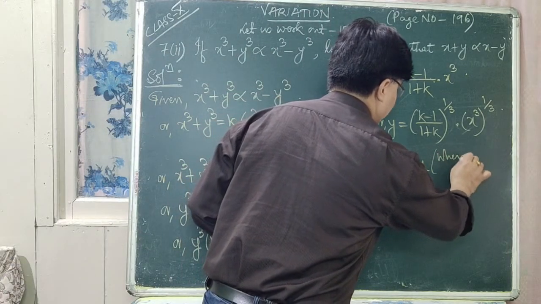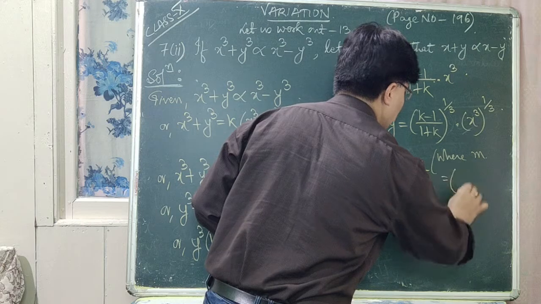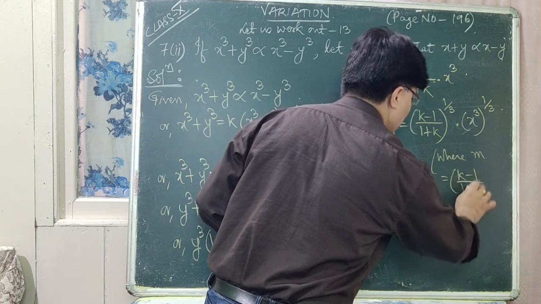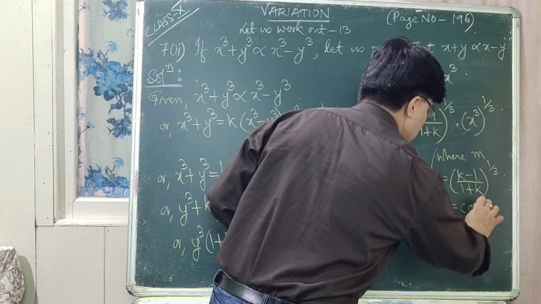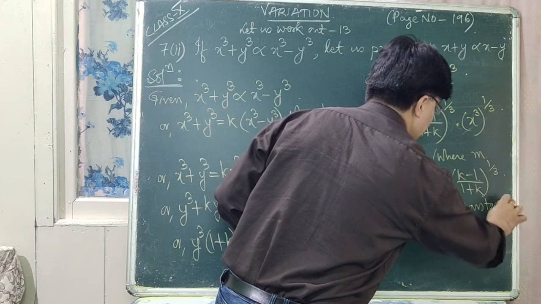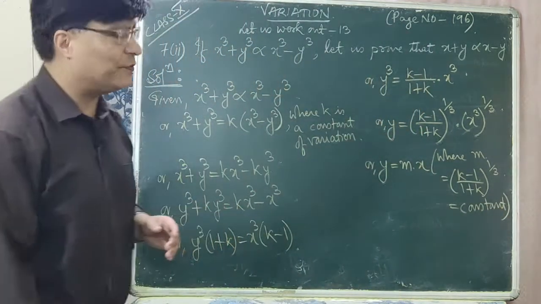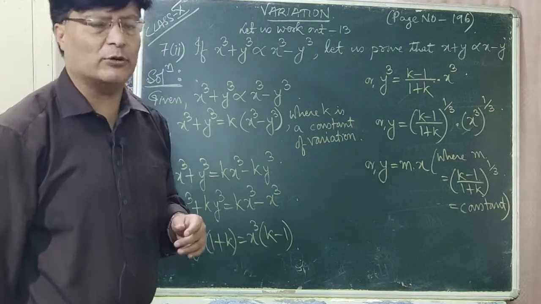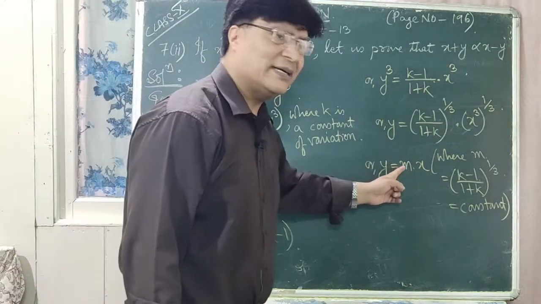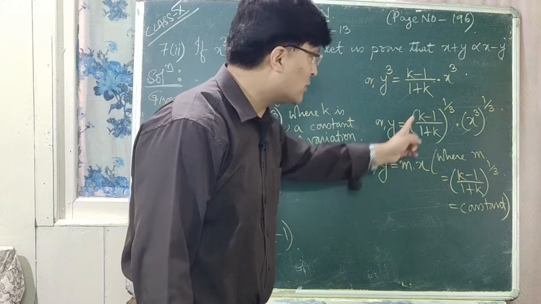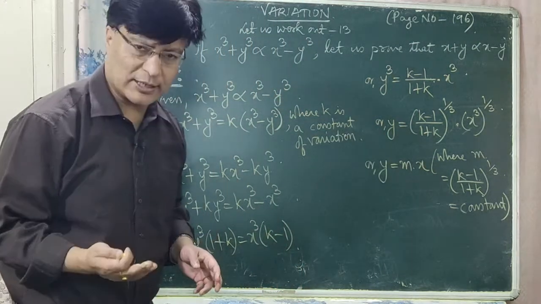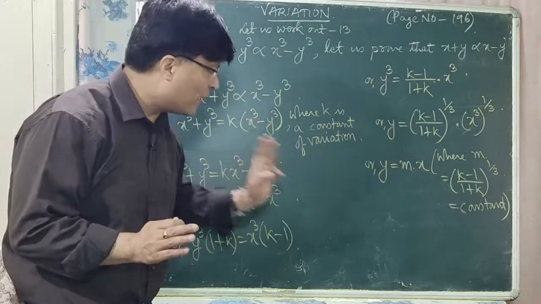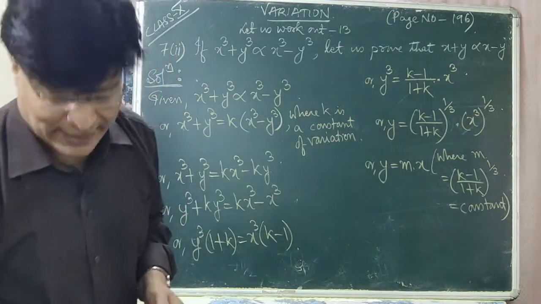So where m is equal to (k minus 1) upon (1 plus k) whole to the power 1/3, which is equal to constant. So instead of (k minus 1) upon (1 plus k) whole to the power 1/3, we have written m out here. So m is equal to (k minus 1) divided by (1 plus k) whole to the power 1/3, which is also constant. So is that clear? So we have got the value for y in terms of x.